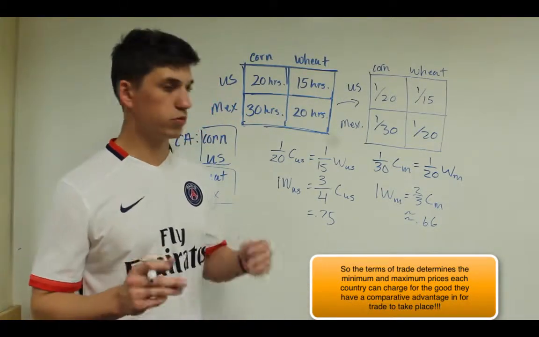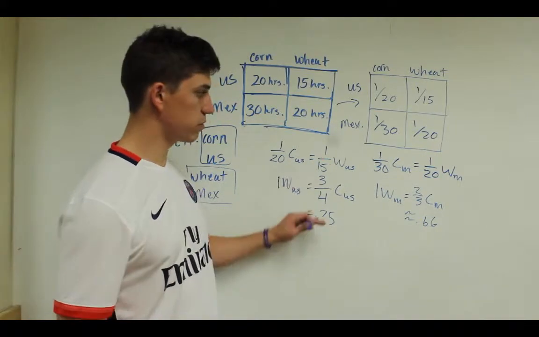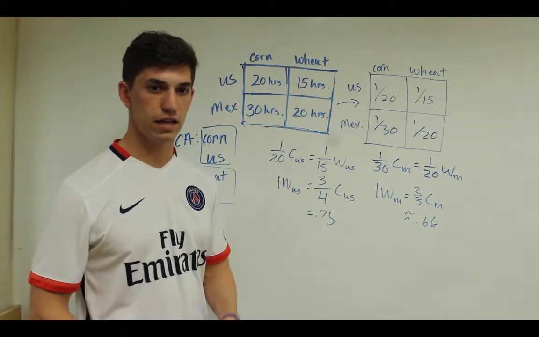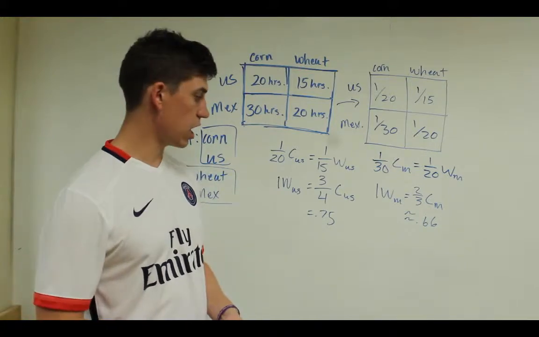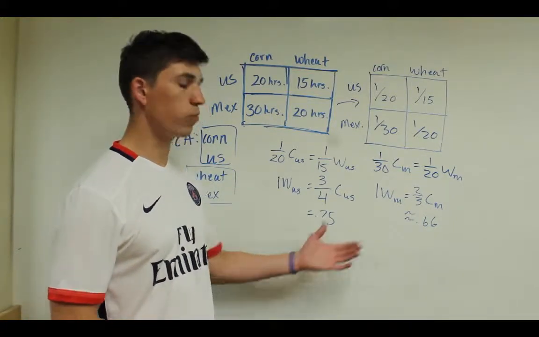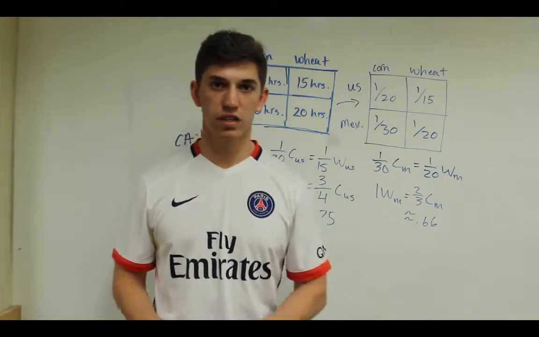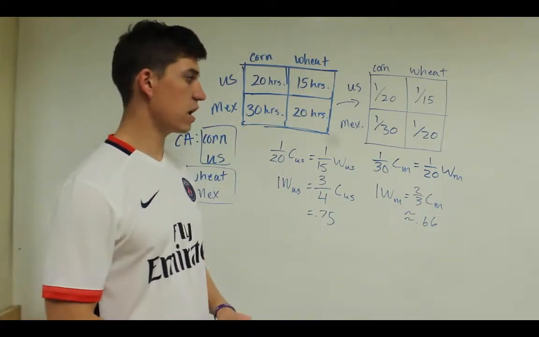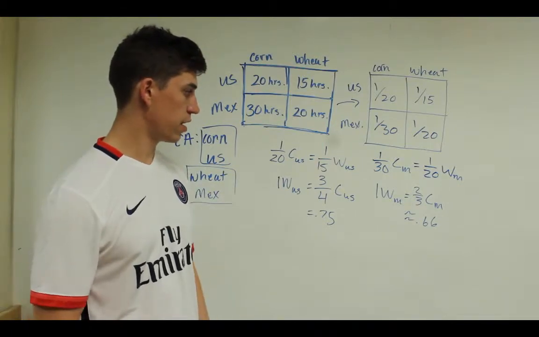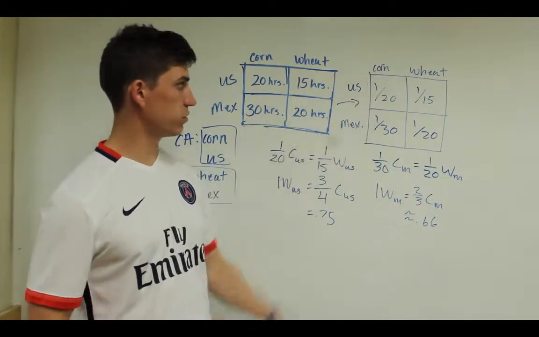So that's the idea of terms of trade, and it all comes from this idea of opportunity cost, and that's how you can derive how countries might trade once they specialize after they find who has the comparative advantage. And so hopefully that gave you an idea of what terms of trade is about and how you can find that from their opportunity cost from some sort of chart like this.